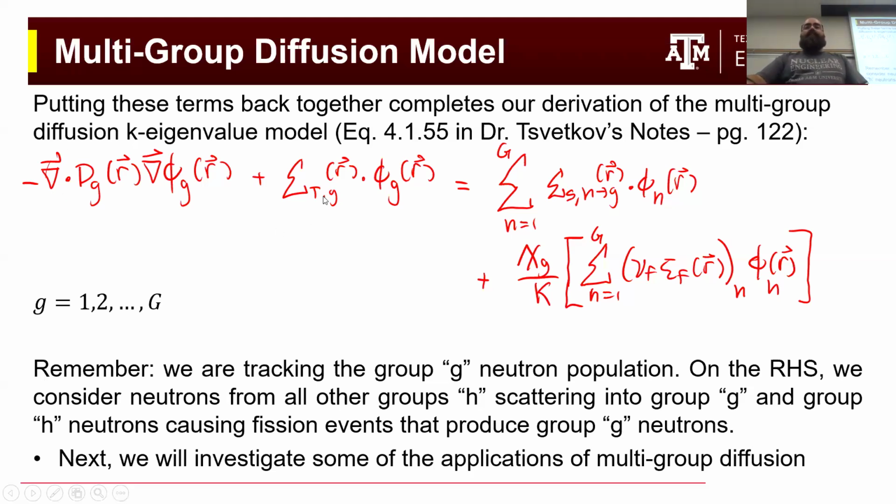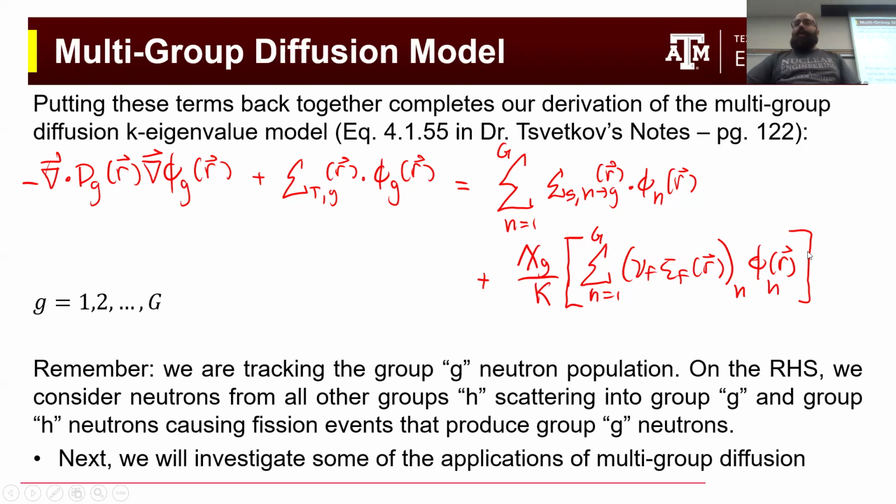So, left-hand side, this is my net leakage rate for group G neutrons per unit volume, per unit time. This is my total interaction rate density for group G neutrons. This is the in-scattering rate density. So it's the number of neutrons per unit volume per unit time that are scattering from group H into group G.